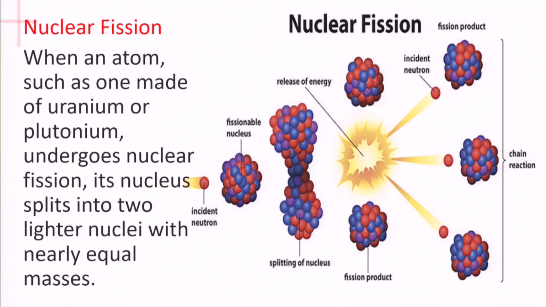Nuclear fission, let us see in detail. When an atom, such as one made up of uranium or plutonium, undergoes nuclear fission, its nucleus splits into two lighter nuclei having nearly equal mass. As shown in the picture, we find how the nuclear fission happens, and the atom gets broken, and in this process an enormous amount of energy is released, as well as smaller neutrons are also released.